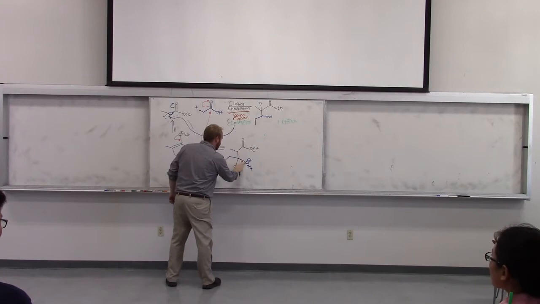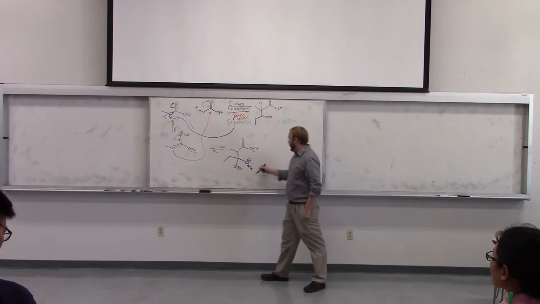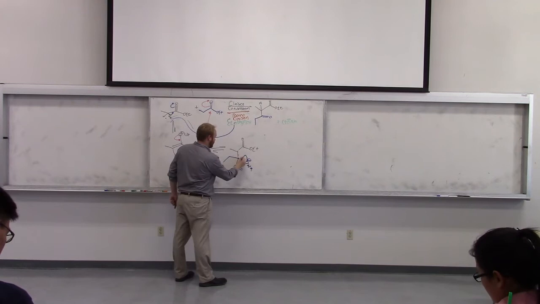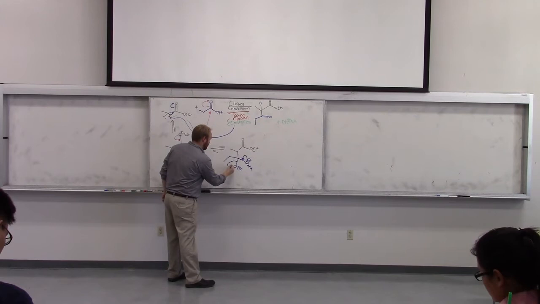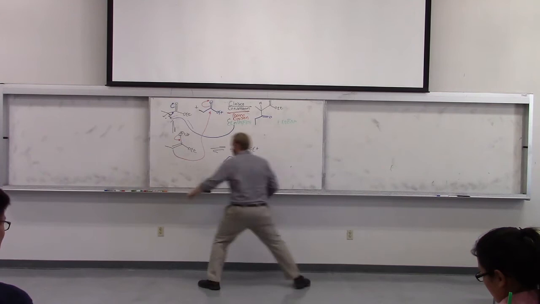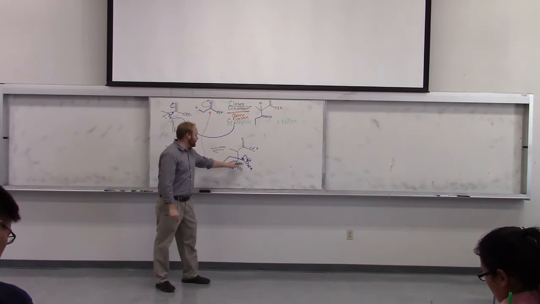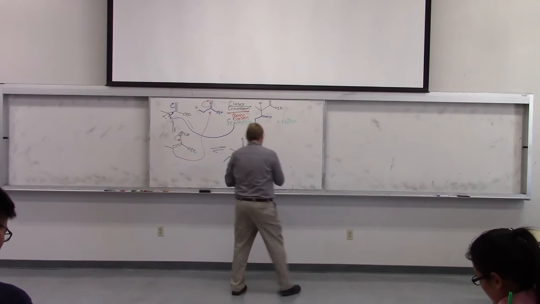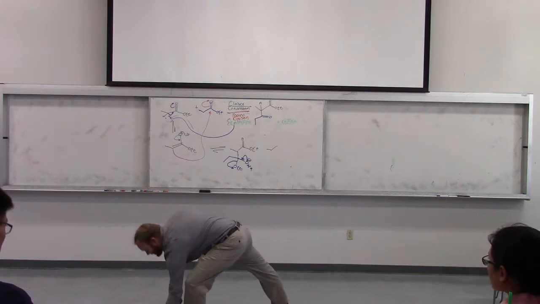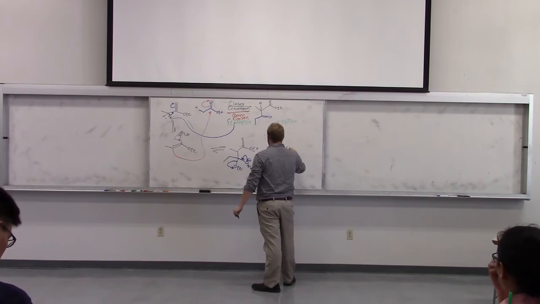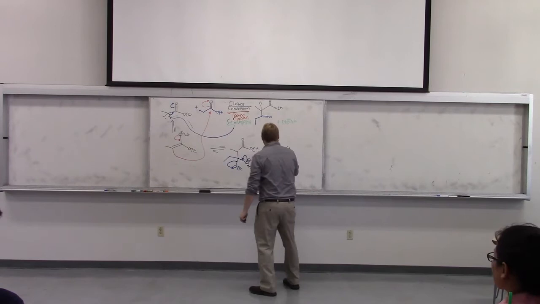All right, so in the forward Claisen, the next step is the tetrahedral intermediate collapsing, where we kick off OEt minus. So forward Claisen: the enolate attacks, the tetrahedral intermediate forms, and we kick off the alkoxide as our leaving group. Great. So that gives us this thing that's the product.